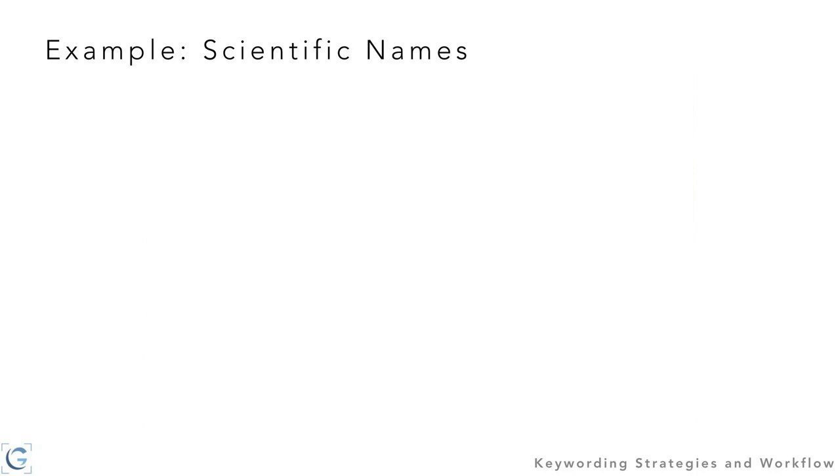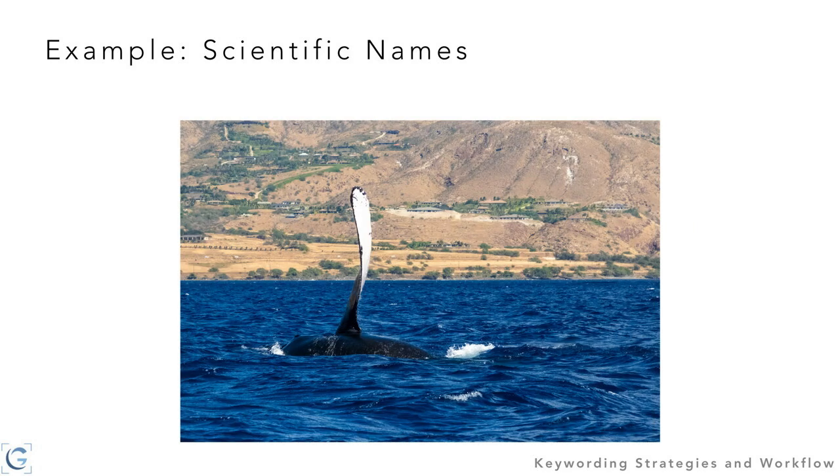I think a good example of some of the things we need to think about when it comes to our keywords is scientific names. So if you do any nature, any wildlife photography, you photograph an animal. So here, it was just a fluke. Yes, I apologize. The fluke of a whale. And so I have this picture. I want to add some keywords so I can find that image later.